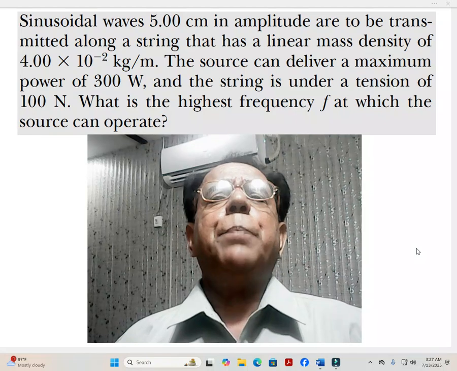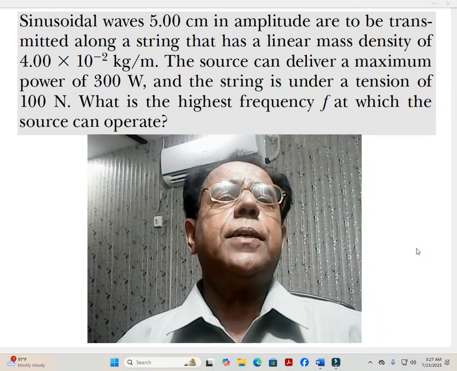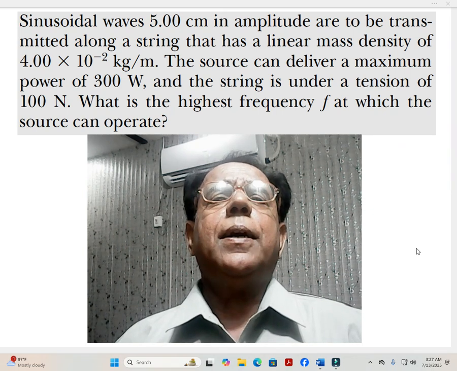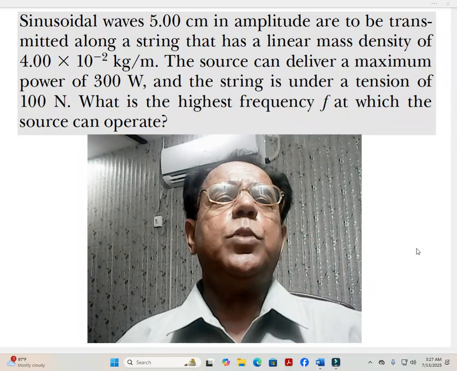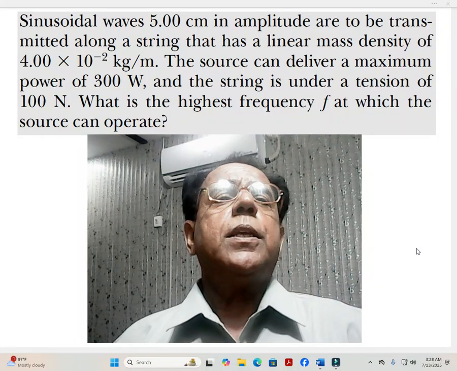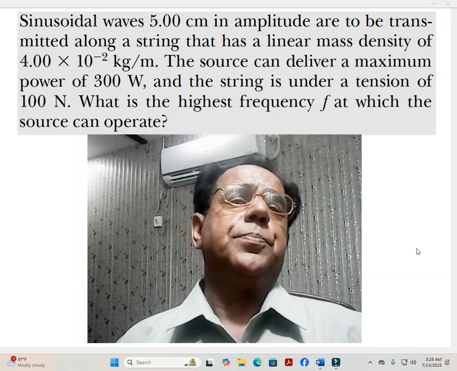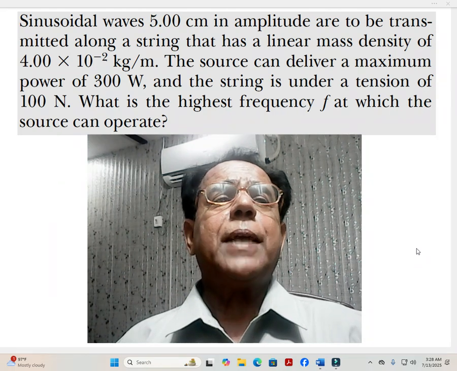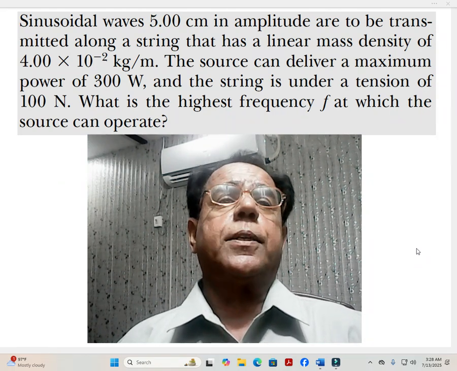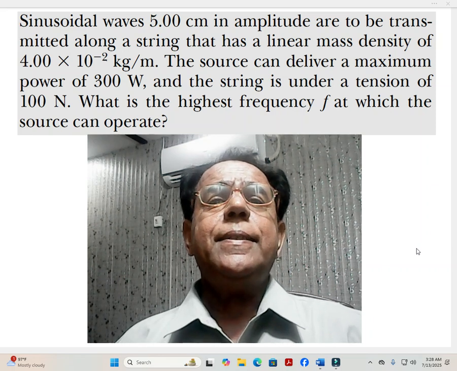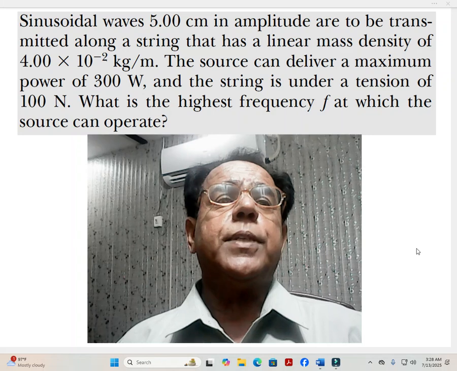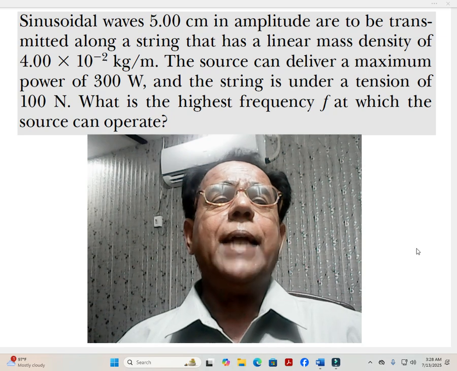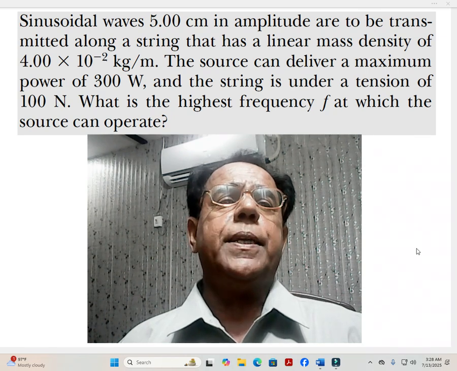Sinusoidal waves 5.00 centimeter or 0.05 meter in amplitude are to be transmitted along a string that has a linear mass density of 4.00 into 10 raised to power minus 2 kilogram per meter. The source can deliver a maximum power of 300 watt and the string is under a tension of 100 Newton. What is the highest frequency f at which the source can operate?